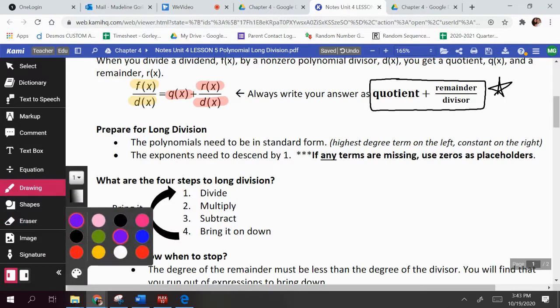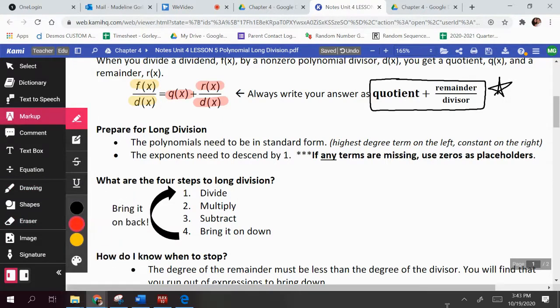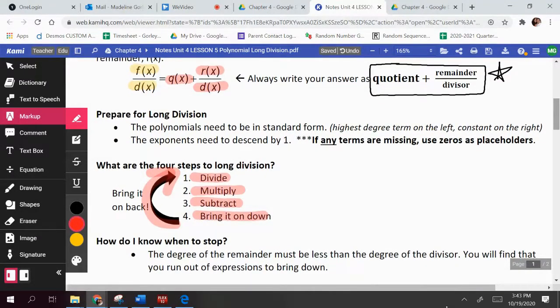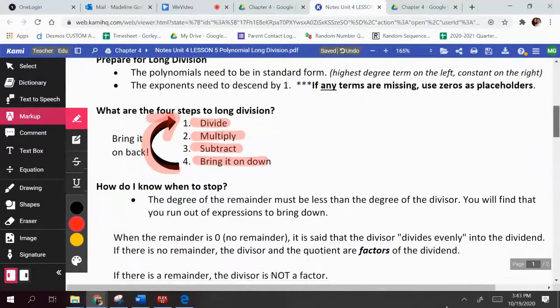Here are the 4 steps for long division. We have divide, multiply, and subtract, bring it on down, and bring it on back. Those are the 4 steps for long division. Divide, multiply, subtract, bring it on down and bring it on back.